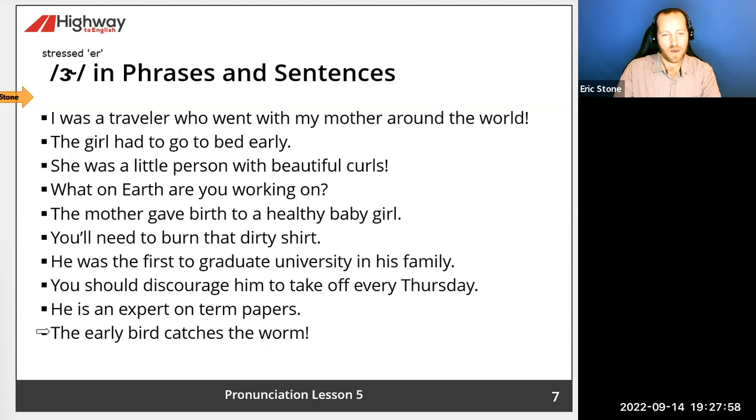Okay. The last expression here, the early bird catches the worm. Who can tell me, this is actually a common expression in English. Does anyone know what's the meaning of this expression? The early bird catches the worm. What's the meaning of that expression?